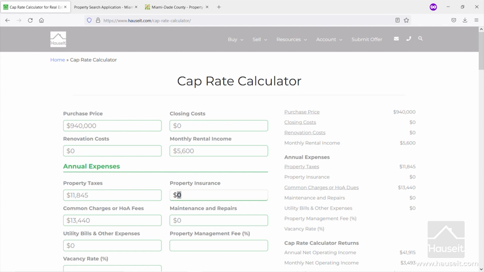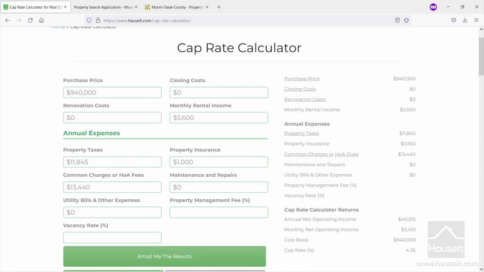Let's say we are able to pay, say, $1,000 for property insurance. Maintenance and repairs, let's say that this came in excellent shape. There's no work needed to be done. You're buying in Miami, which is an extremely hot market at the moment with essentially zero vacancy. You're going to manage it yourself. There's no property management fees. And of course, in a lot of buildings, sometimes different types of utilities are already included, where otherwise the tenant is responsible. So typically you as a landlord are not responsible for any utility bills in a condo.